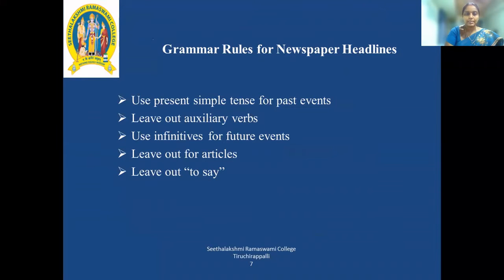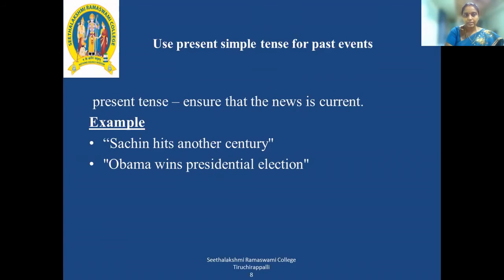Use present simple tense for past events. Leave out auxiliary verbs. We should use infinitives for future events. We should avoid articles and should not use "to say" while writing headlines. We are going to see them one by one with examples.